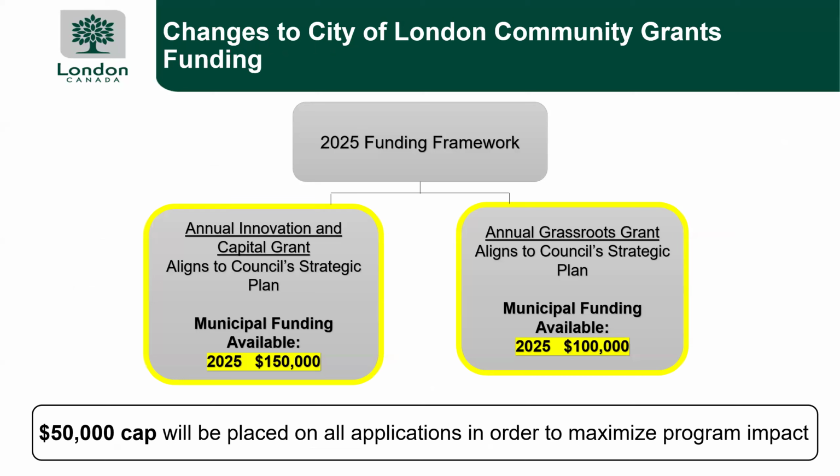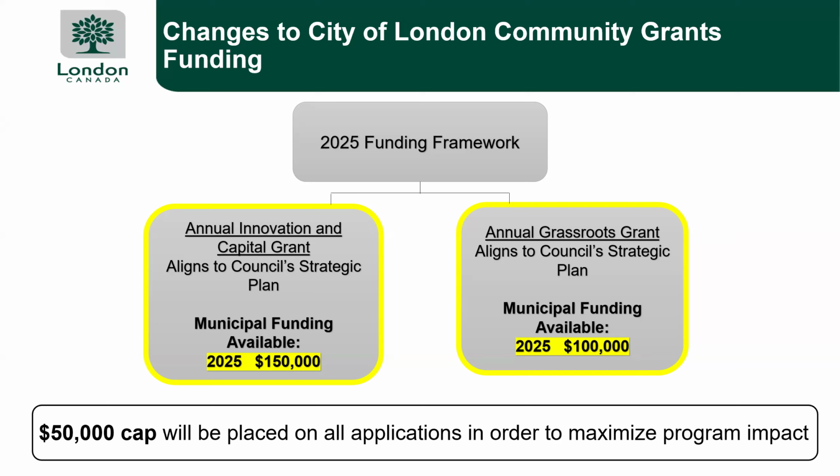On the screen, you will see a breakdown of the funding available this year. Under Innovation and Capital, these are two separate grants, but they have a shared pot of funding of $150,000 available. Grassroots is a new program that launched last year in 2024, and there is up to $100,000 available through the Grassroots Fund.